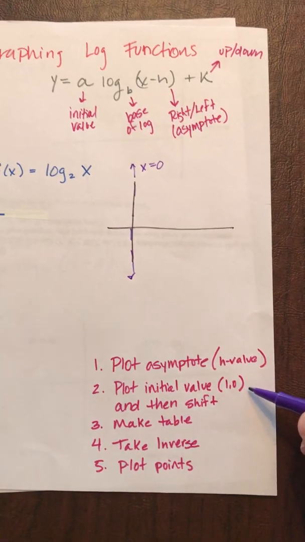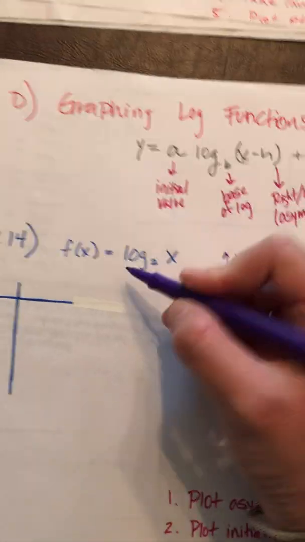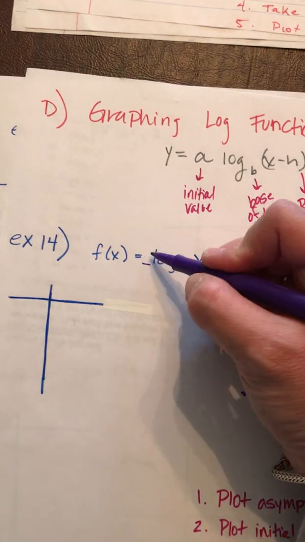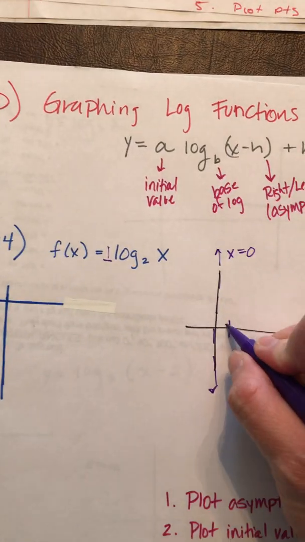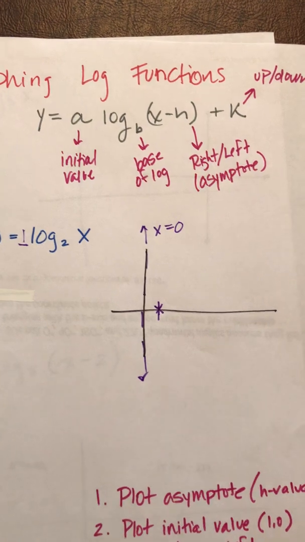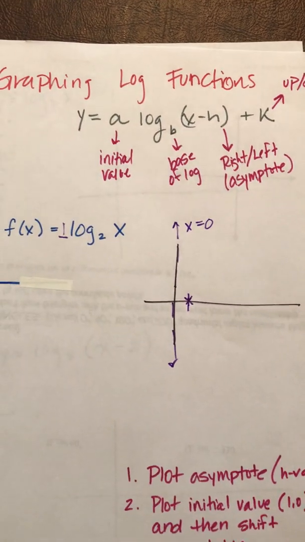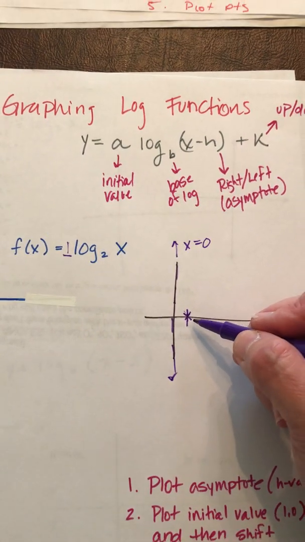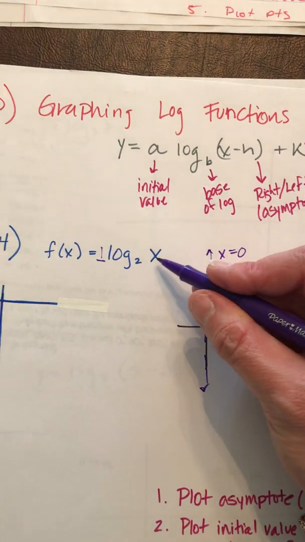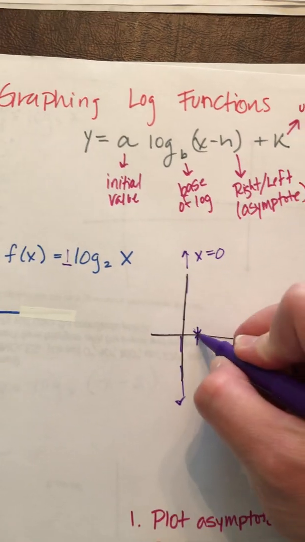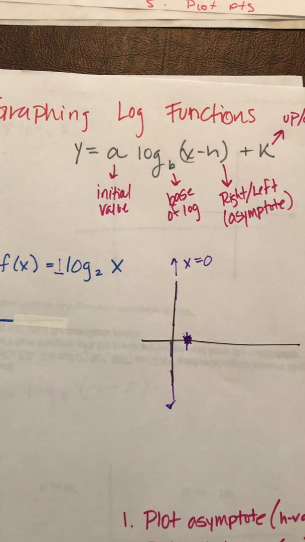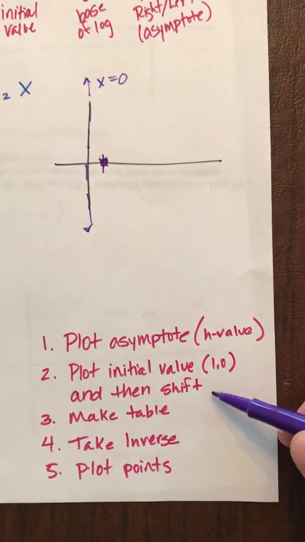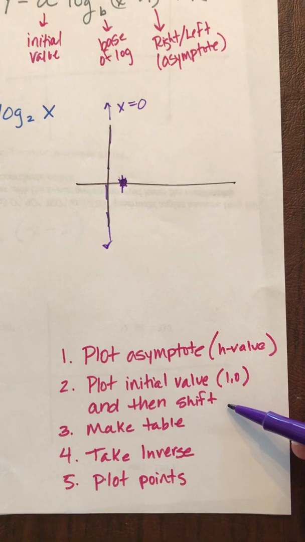Next step, plot the initial value. Almost every log function that we're going to deal with doesn't really have a number in front of log, which means the initial value is 1, which is why we always start right there at that point (1, 0). Now, if there are any shifts, that's why I put a little x here, because I didn't want to put a point since I haven't shifted it yet. But since this equation doesn't have any shifts, I'm going to change this into a point because now I know that's my actual point. So you start at that initial value, and then you shift it up, down, left, or right.